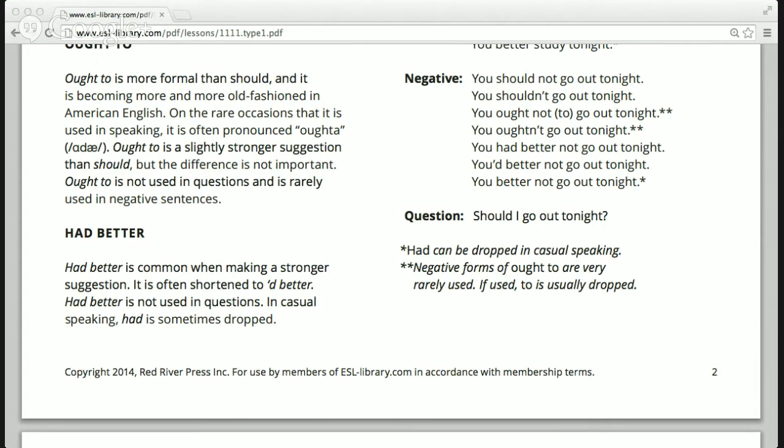So I would probably say you'd better call your mom before it gets too late. You'd better. And it's true, we oftentimes drop had. You better call. You better. That is going to be in a very casual situation. I would probably say that with my friends, with family, not in a business situation. I can use the contraction in a business situation. You'd better deliver those packages by morning. You'd better. It sounds a little bit better, right?